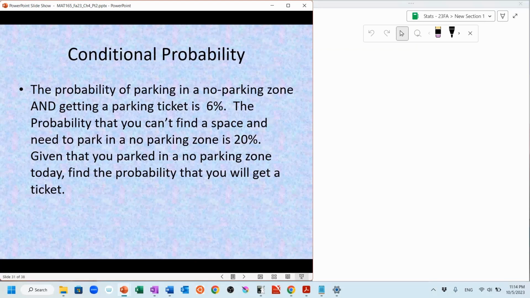So the next example of conditional probability is this one. The probability of parking in a no parking zone and getting a parking ticket is 6%. So let's suppose that we're a student at a busy campus like Pitt or something, and we're commuting there. So we know that on average about 6% of the time we get a ticket. So 6% of the days that we go into school, we get a parking ticket that day or something like that.